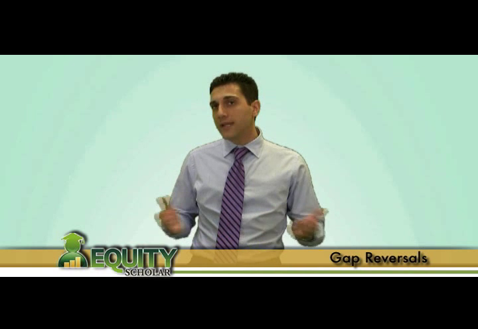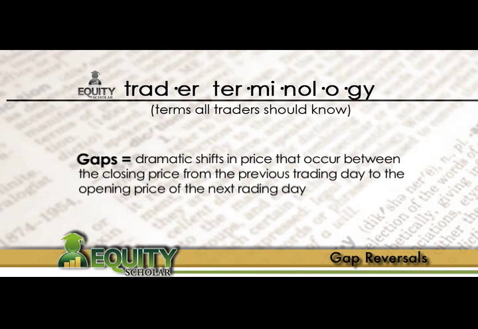We will be discussing gap reversals in this video lesson. In order to describe a gap reversal, we first need to have a solid understanding of what a gap is and how they occur. The gaps we are referring to are dramatic shifts in price that occur between the closing price from the previous trading day to the opening price the next trading day.